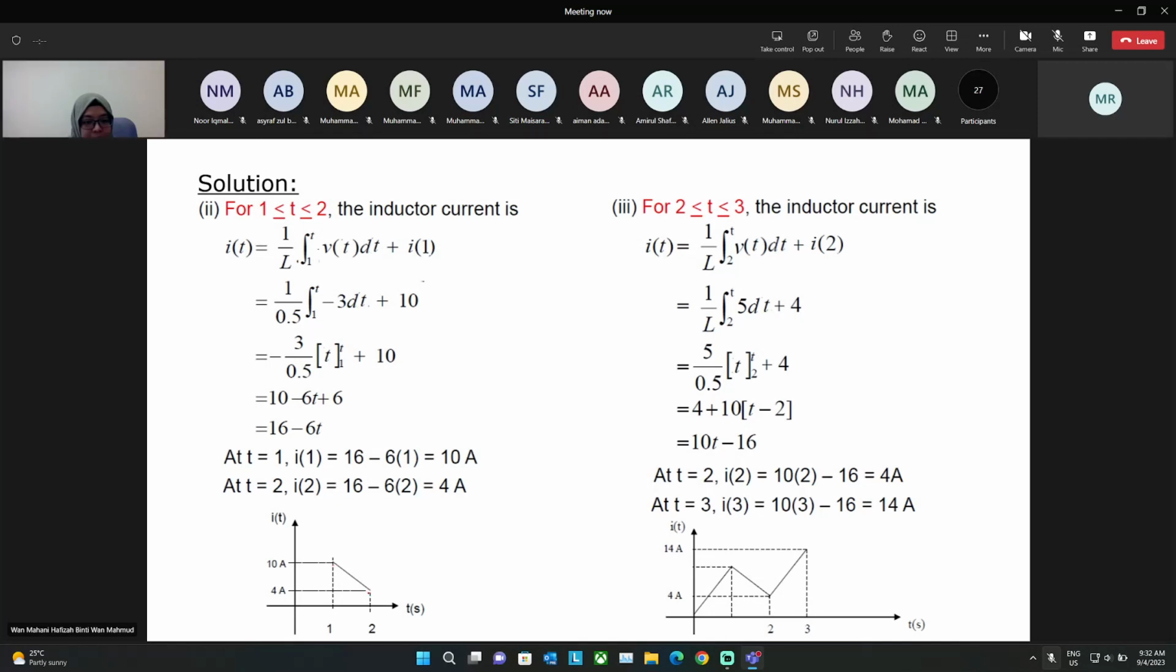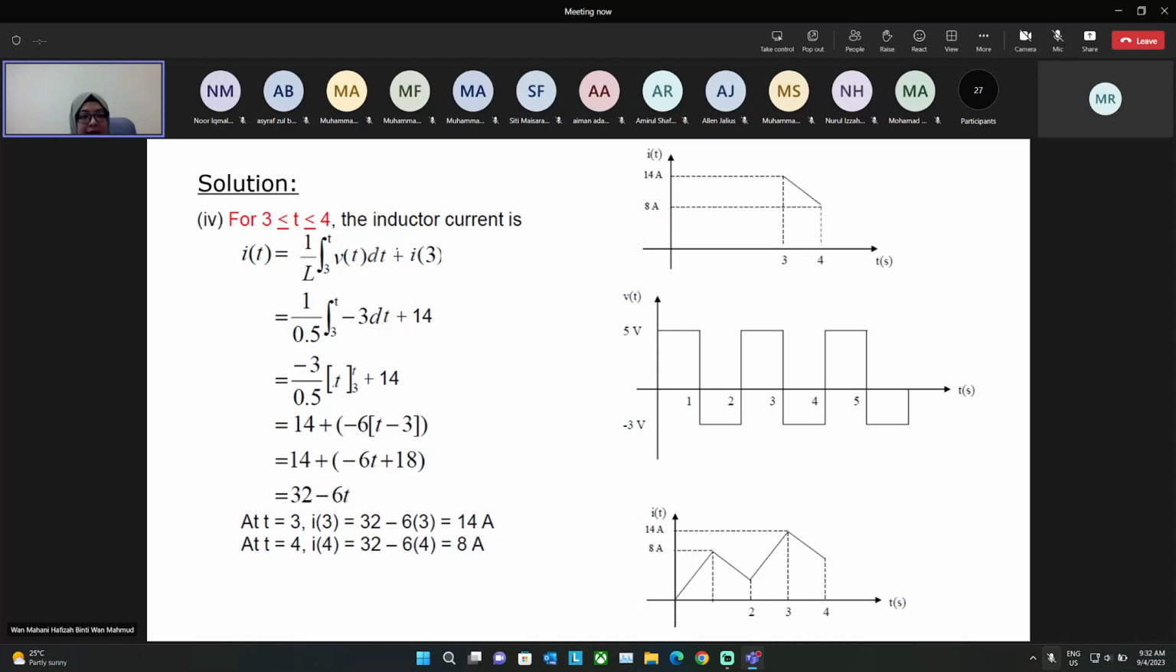10. T2 dia jadi 4. Lepas tu, between 2 ke 3, saya buat sampai 2 ke 3 je. Kalau you tengok satu-satu ni, 10T tolak 16, gantikan dengan 2 dan 3, you dapatlah 4 dengan 14. So, initial value 2, 4, pada masa 3 dia naik jadi 14. Seterusnya, 3 dan 4. Okay, 3 dengan 4 ni saya tak tunjuk. You boleh follow kot step ni.